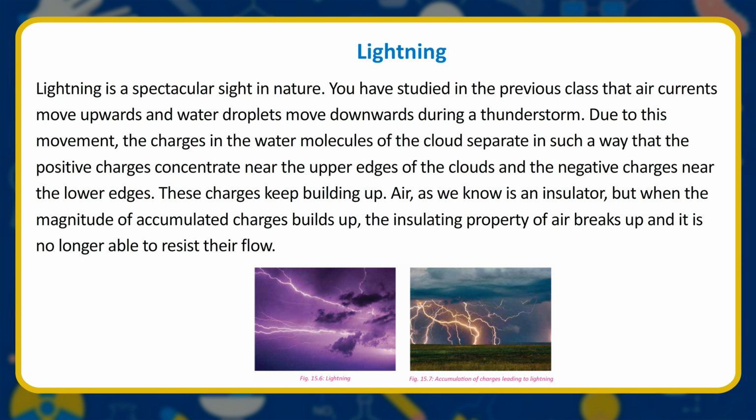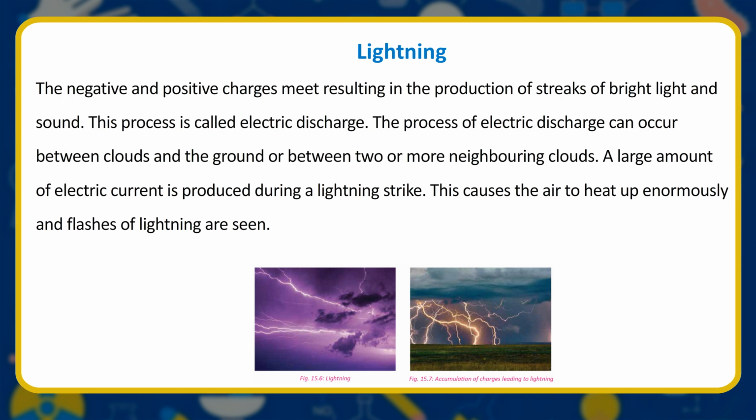Air, as we know, is an insulator. But when the magnitude of accumulated charges builds up, the insulating property of air breaks up and it is no longer able to resist their flow. The negative and positive charges meet, resulting in the production of streaks of bright light and sound. This process is called electric discharge. The process of electric discharge can occur between clouds and the ground or between 2 or more neighboring clouds.